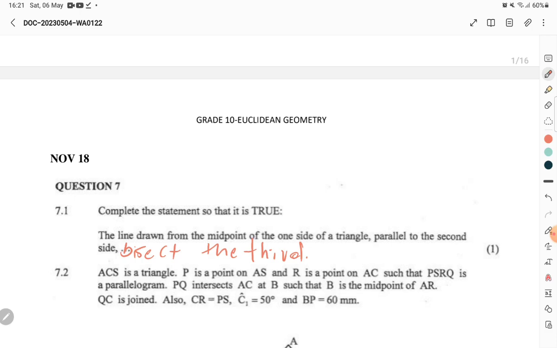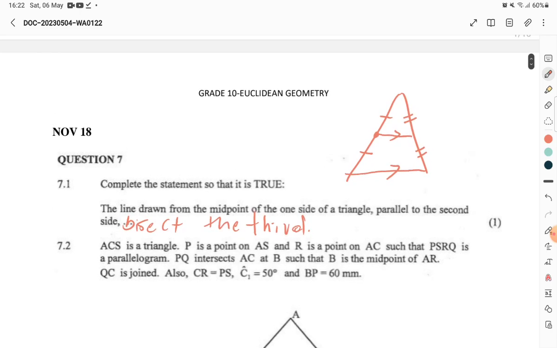And we also know that this theorem continues to say this, and you can see that this is just the converse of the midpoint theorem. So we have this line cutting this side into two equal halves, and it is parallel to the second side. So we just need to know that it also bisects the third side. So that is the small explanation there.